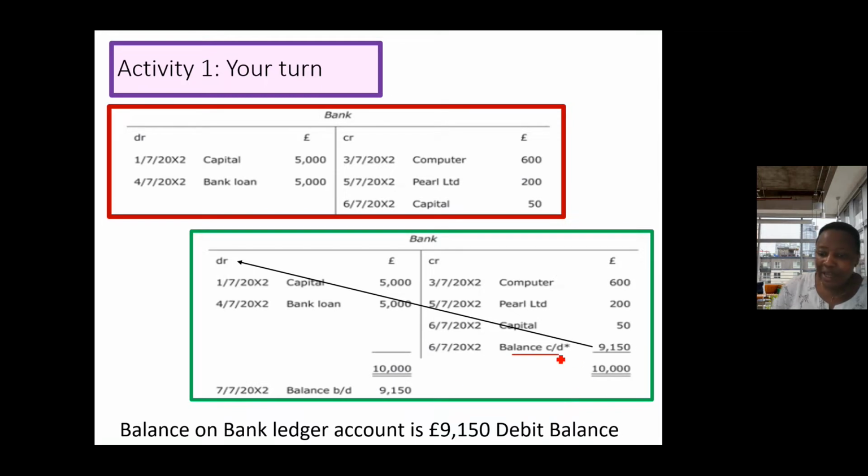And this balance carried down becomes your balance brought down for the next accounting period. So you bring the balance down, 9,150. It means that if this was January, for example, by the 1st of February, you still have 9,150 in your bank account. So you still have 9,150 in your bank.